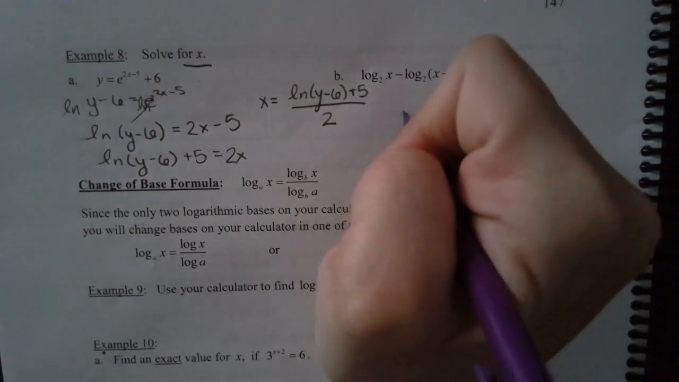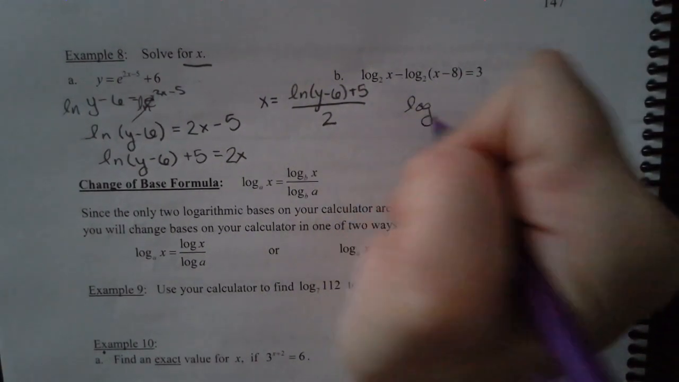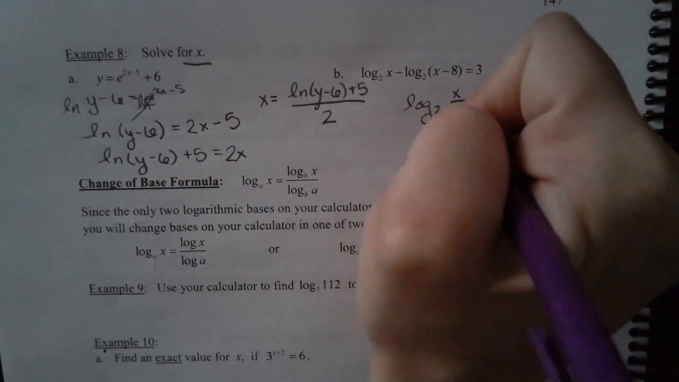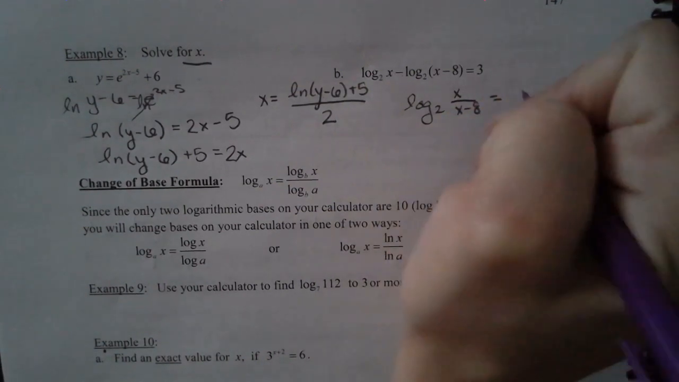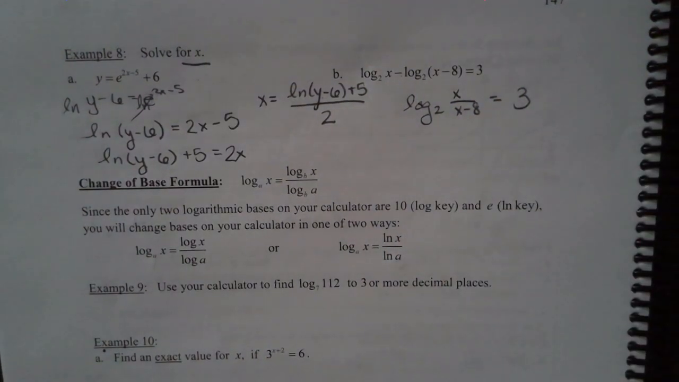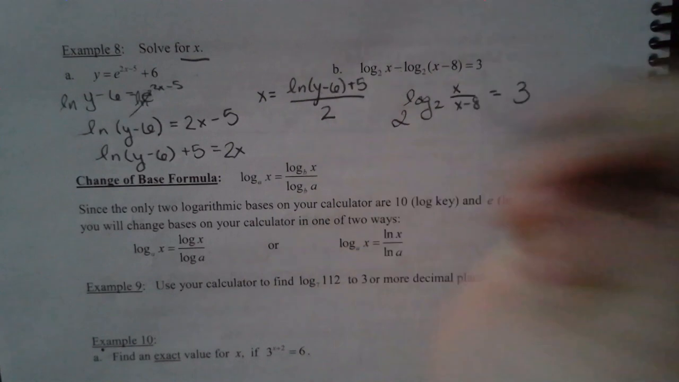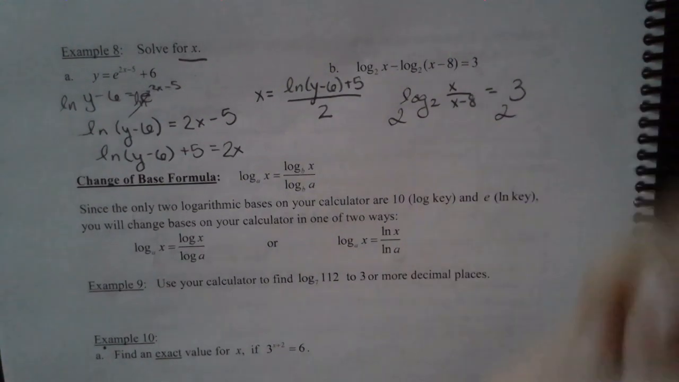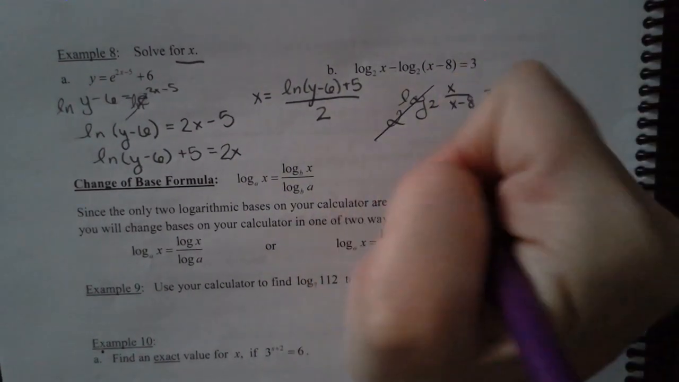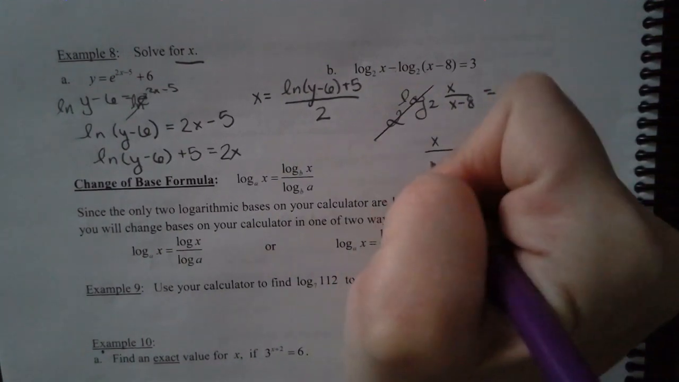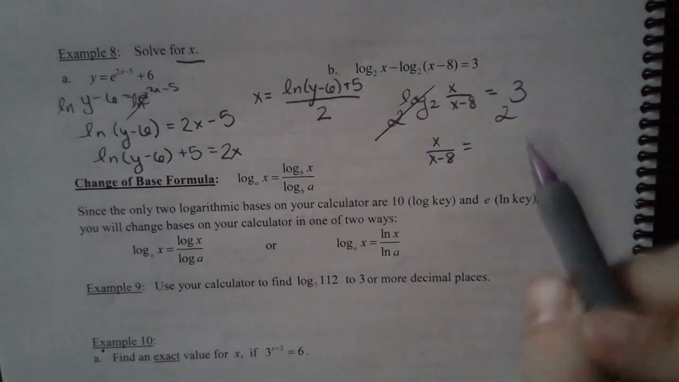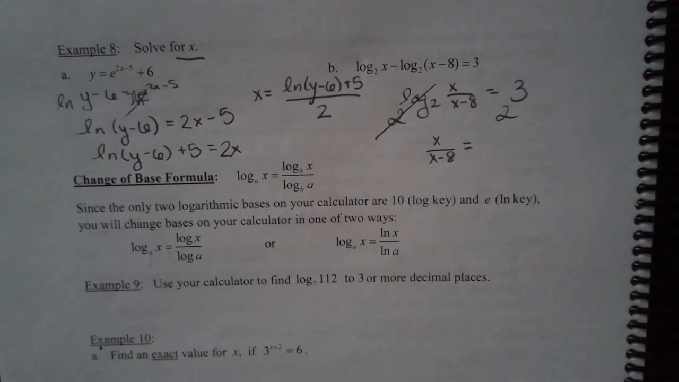Okay? This is subtraction, so what do we do to condense it? We divide. So I have log base 2, and it's going to be x over x minus 8 equals 3. So how do we get rid of log base 2? We just use the base of 2. But whatever we do to one side, we have to do to the other. Those cancel, leaving on the left side x divided by x minus 8 equals, and we can actually do this out. 2 to the third is 8.